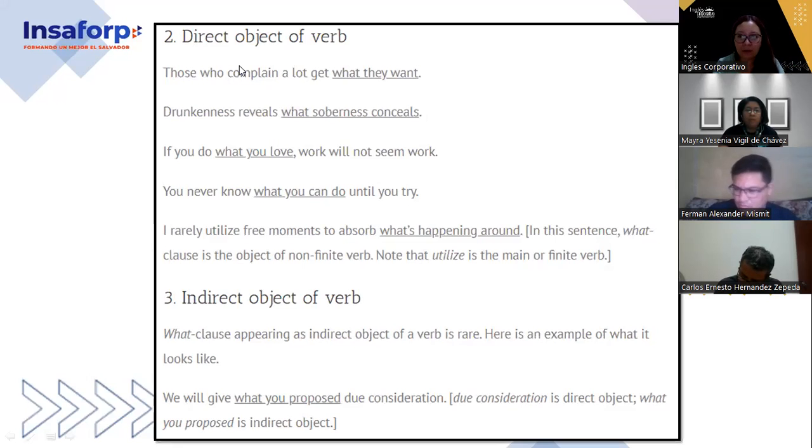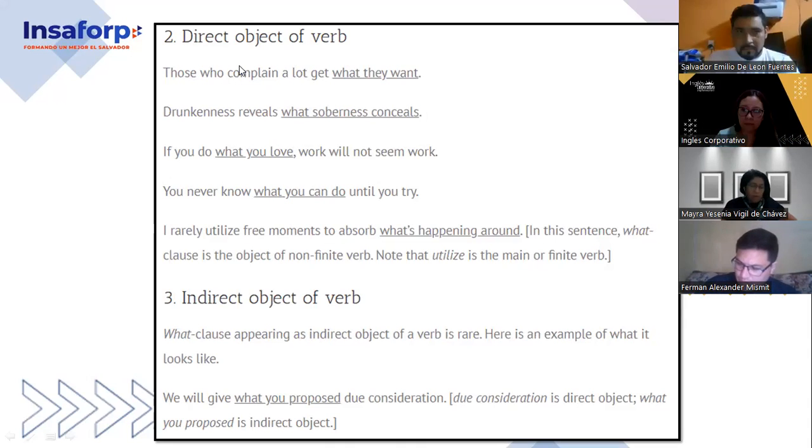All right, it's 9:40. We can start with those sentences. Veamos. ¿Quiénes ya las tienen completas? Volunteers, Mayra y Yesenia, iniciamos con usted. Running is what exhausts. Eating pizza is what we like. Very good, Mayra, you got it. Salvador Emilio, please.